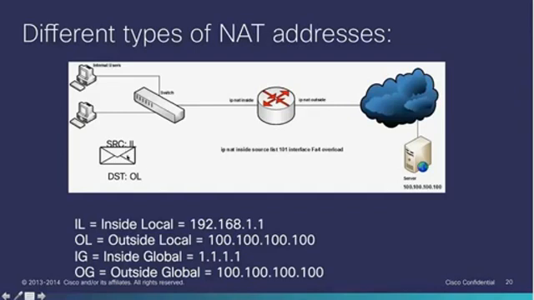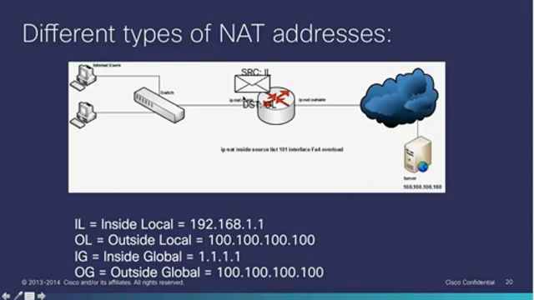So I'm going to take a packet and show you exactly what happens when it goes out. Let's imagine that this is a packet. I know it's not a very good packet, but it's a packet. You have a source, which is inside local. What is the source IP of this packet? 192.168.1.1. The destination of this packet is the outside local, correct? Because that's the way the outside world is looking at the local IP. So that's 100.100.100.100. That's what it's trying to get to.